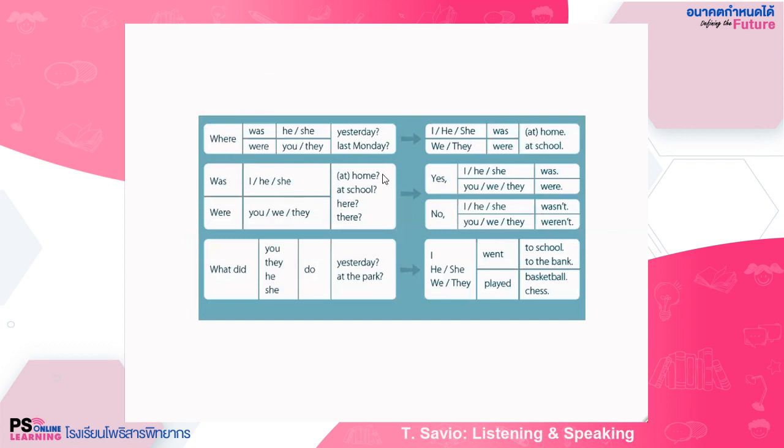Here are some questions that you can practice, and the way you will answer is on this side. For example, where was he yesterday? And the answer: he was at school, or he was at home. We can omit the use of at. He was home. Okay, so here you can practice making up some conversations.